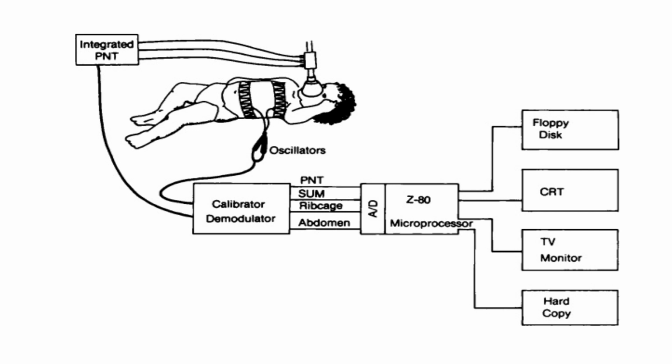This is also a pictorial representation of inductive plethysmography. Here they are connecting oscillators, then it is calibrated and demodulated, and it is sent to the analog to digital converter, then the microprocessor. Then we can view the volume changes in a TV monitor. Again it can be stored, or on a CRT, and then it can be stored on a floppy disk or a hard copy.